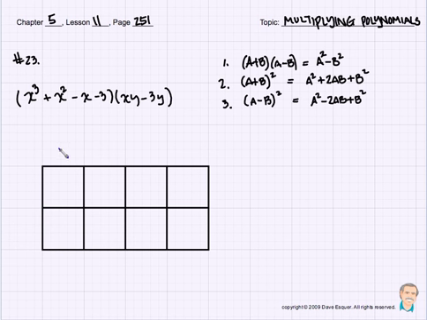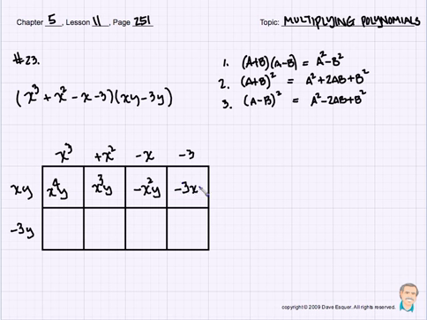So we're going to fill out this rectangle, x cubed plus x squared minus x minus 3. We're going to put an xy and a minus 3y. And all we're doing is we're going to find the area of this huge rectangle built up of 8 smaller rectangles. So let's begin. We're going to do xy times x cubed. I believe that's x to the 4th times y. Xy times x squared is x cubed y. We have xy times a minus x is minus x squared y. And xy times a minus 3 is minus 3xy.